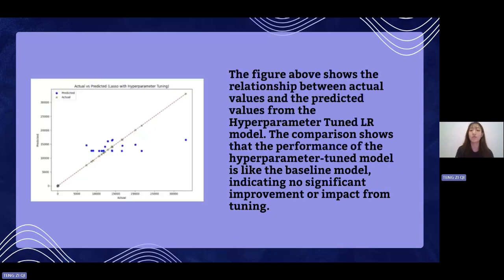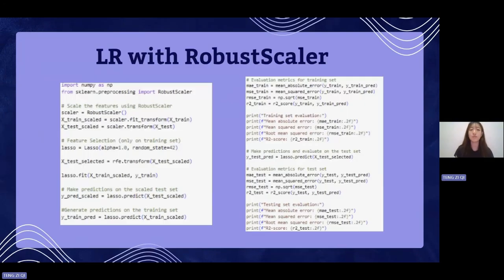The figure shows the relationships between actual values and the predicted values from the hyperparameter tuned lasso model. The comparison shows that the performance of the hyperparameter tuned model is like the baseline model, indicating no significant improvement or impact from tuning. The following is lasso regression with robust scaler.